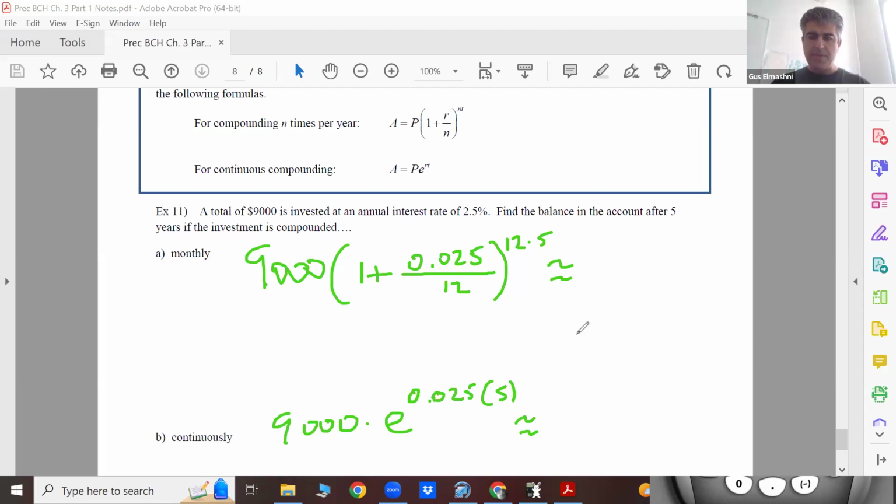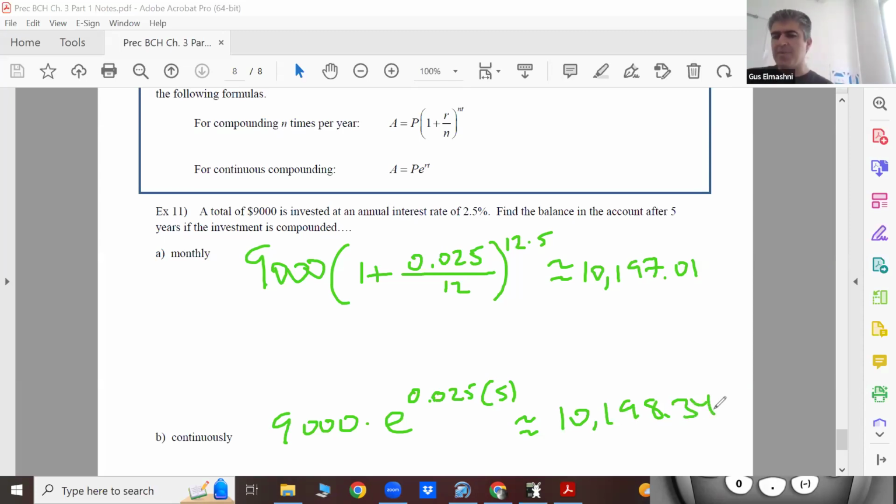So $10,197.01. The other one, $10,198.34. So it's not that much. Yeah? It's like $1.33. It's not that much. So anyway, very simple calculation.